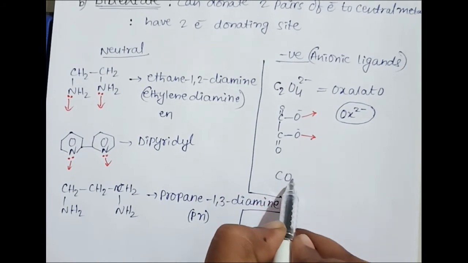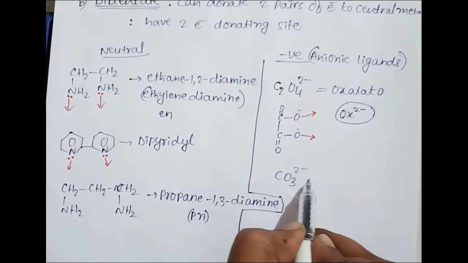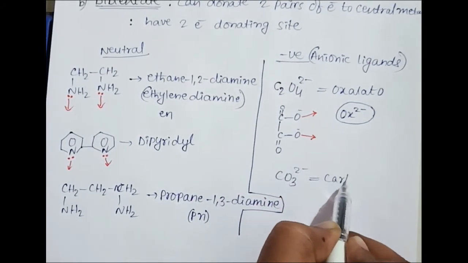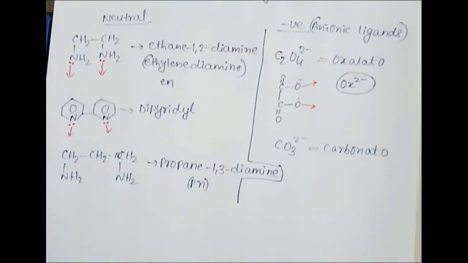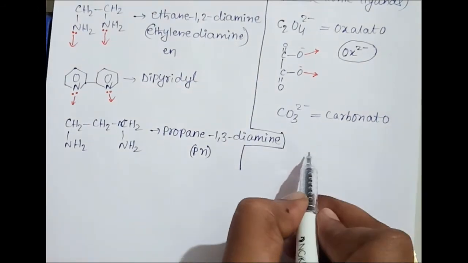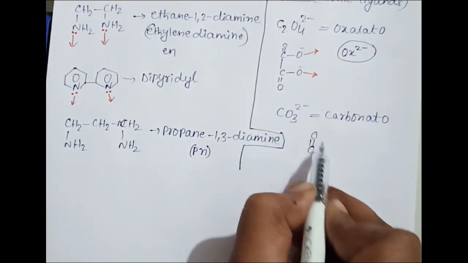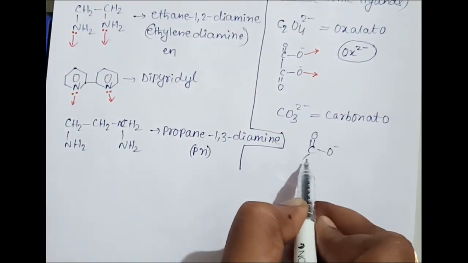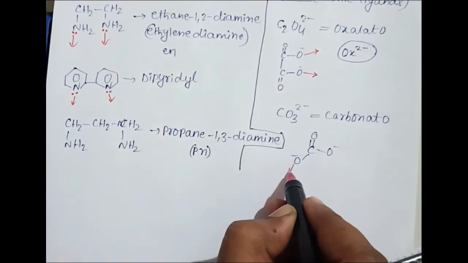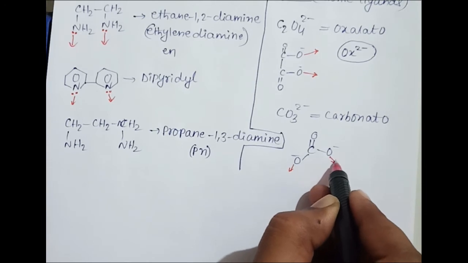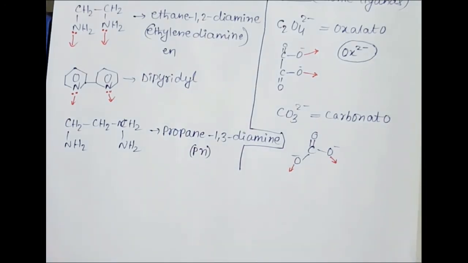Another one, CO3 2-, which we call carbonato. Can you give me the structure of this one? Carbonato: C double bond O, O-, O-. Here this oxygen is giving one pair of electrons, this oxygen is also giving another pair of electrons, therefore it is a didentate ligand.